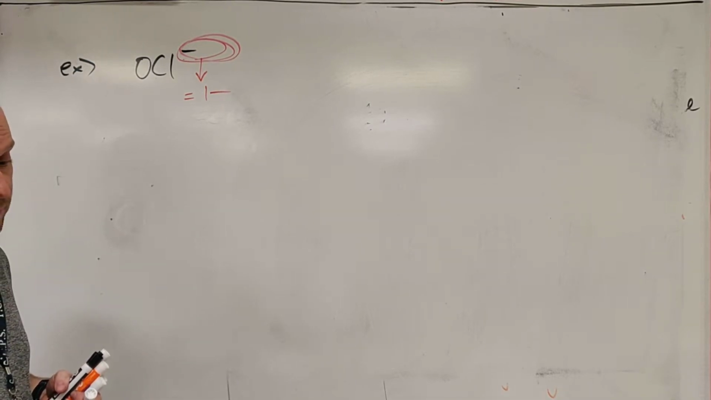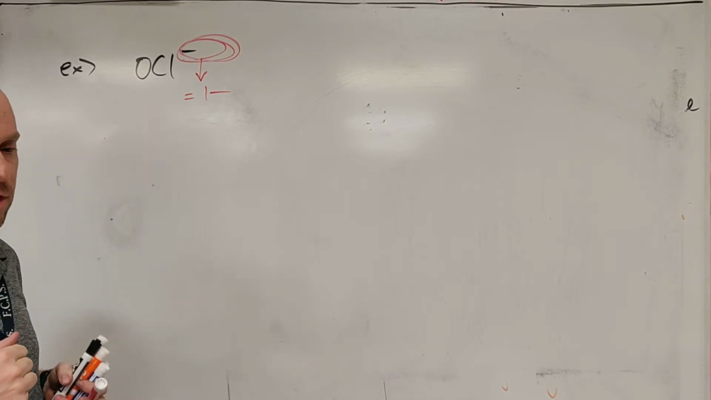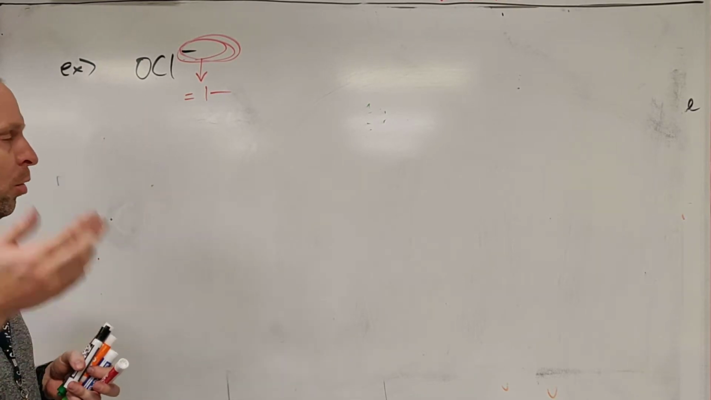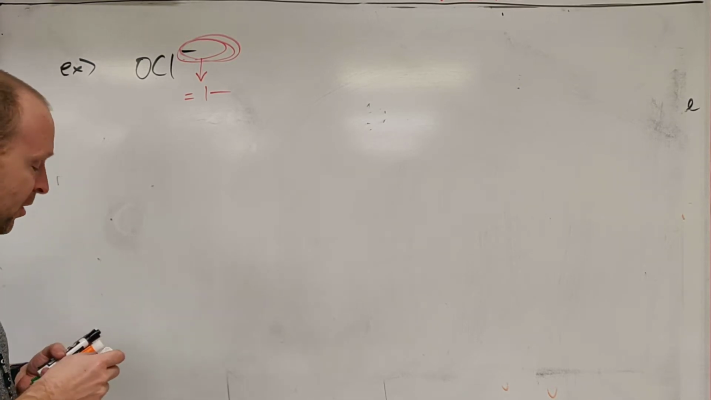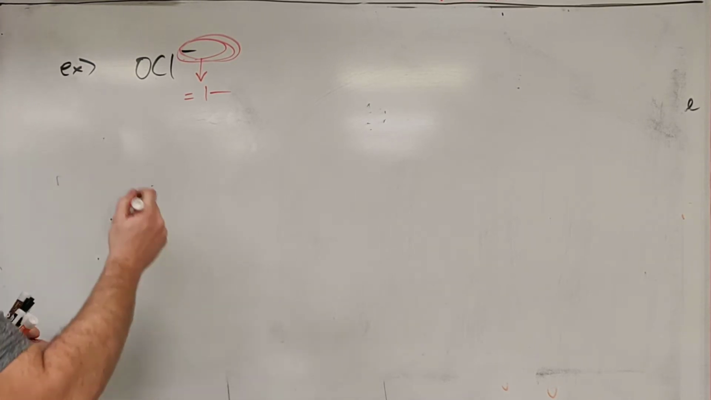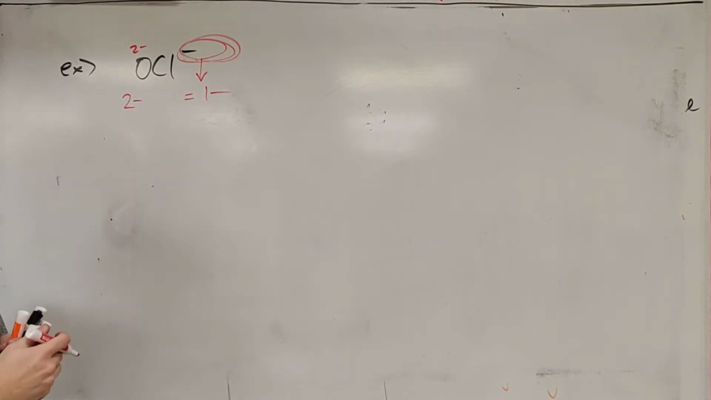Anything in an elemental state? No. I've got a compound. Neither of those things have charges. Do I have any fluorines? No. Do I have any hydrogens? No. Do I have any oxygen? Oh, there's oxygen right there, yeah? So oxygen is going to be a 2 minus. And I have one of them, so that's 2 minuses.